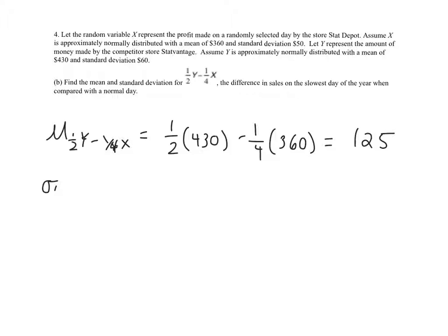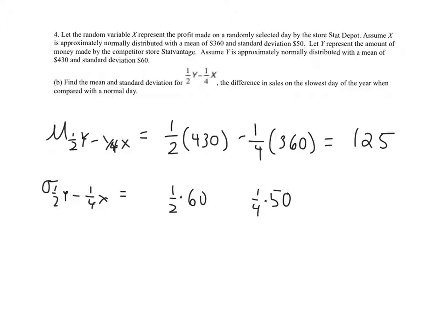For my standard deviation, again, we can take the old standard deviation, which was 60, and multiply by that constant. That'll give me the new standard deviation for 1/2 Y. And I can take my old standard deviation for X and multiply by 1/4. That'll give me my new standard deviation for 1/4 X.